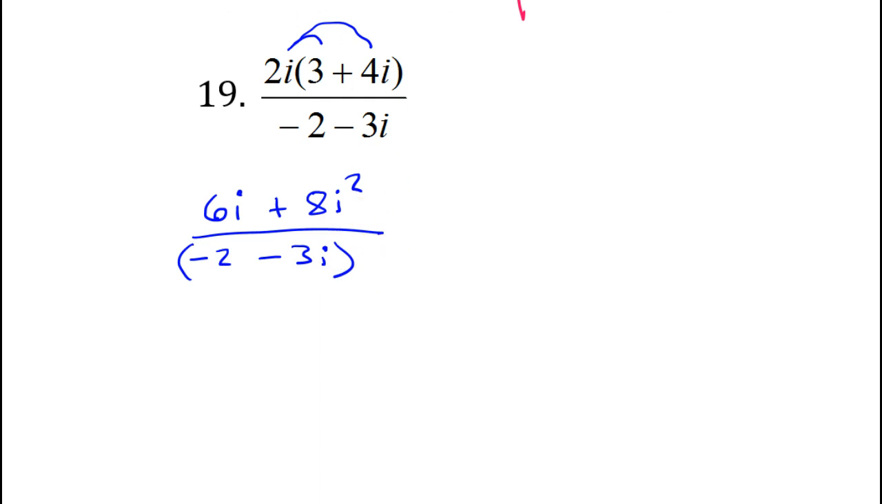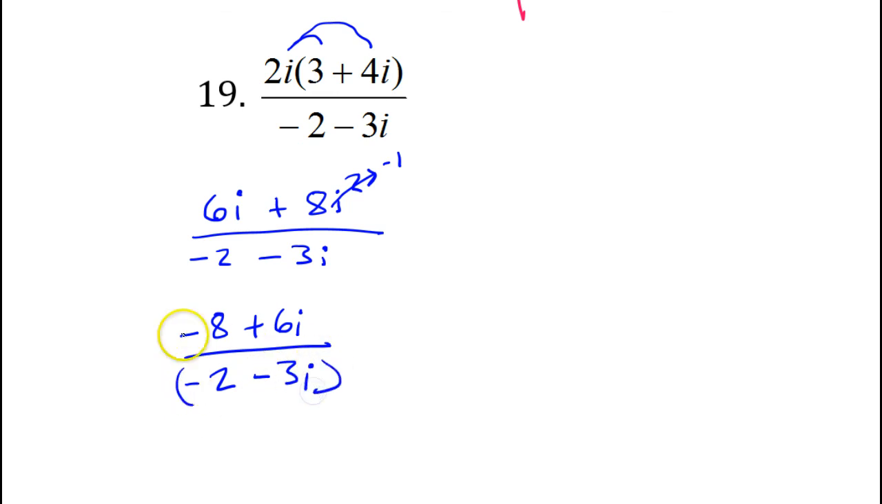Wait. I squared is negative 1. So we need to deal with that. This i squared is a negative 1. So that means this is going to become a negative 8. And I'm going to go ahead and put it in the front and put my 6i last. So we have standard form. So then negative 2 minus 3i.